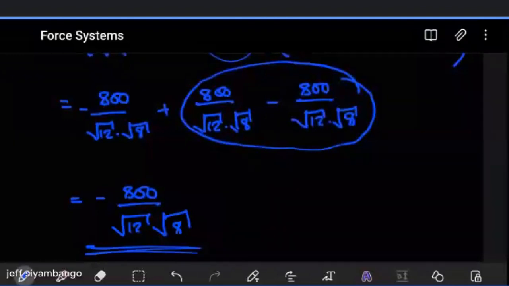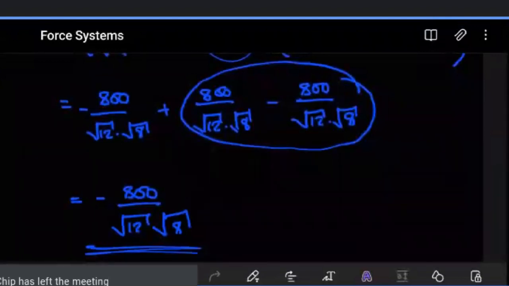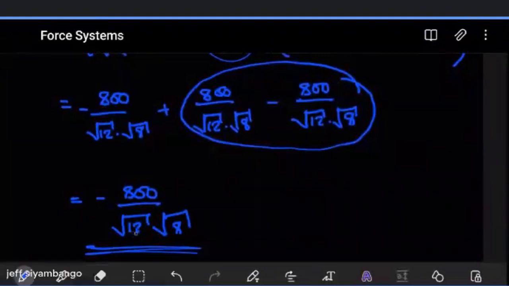Is that okay? Of course, these roots can be simplified. You know, root 12 can be written as root 3, root 4. Yes, even this one can be written as root 2, root 4. So yeah, these can be simplified. I just hope we didn't make any silly mistakes in our evaluation. But otherwise, this is the answer that we're going to get.